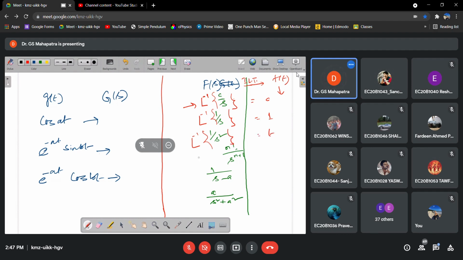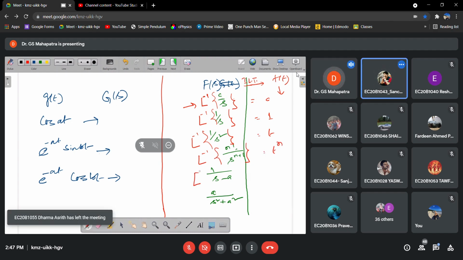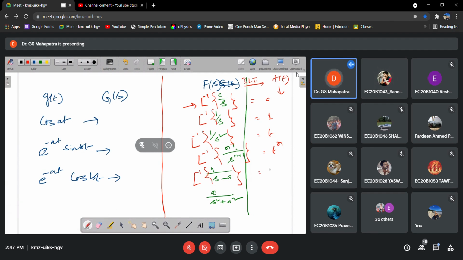Correct. So what is the answer? The Laplace inverse transform of this one is e to the power at, and the Laplace inverse transform of this one is sin at. Good. Now you see the left hand side of this board.